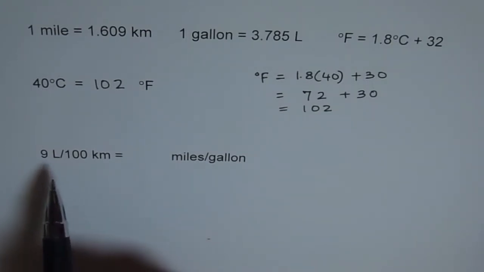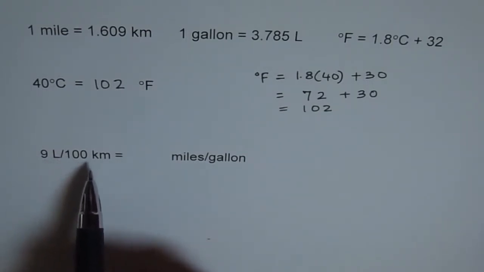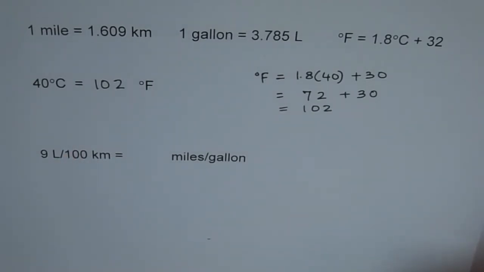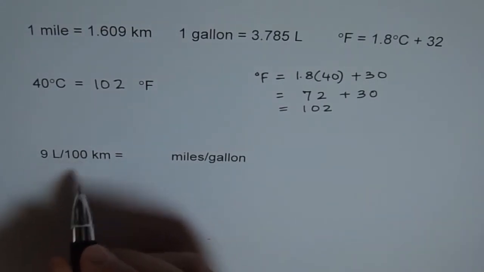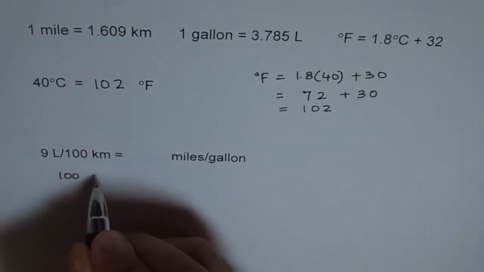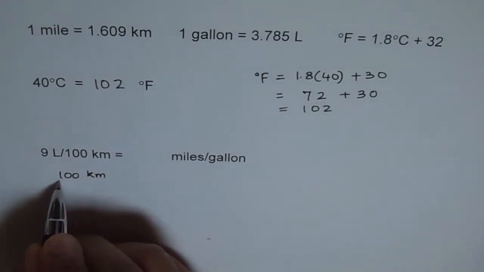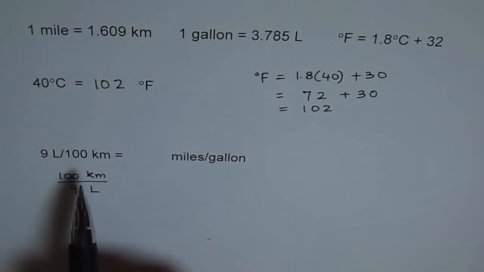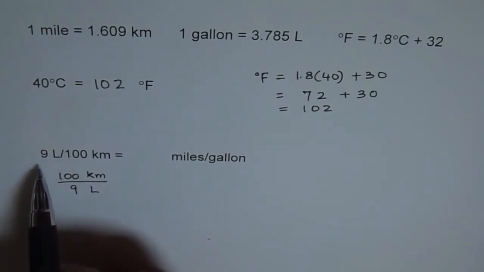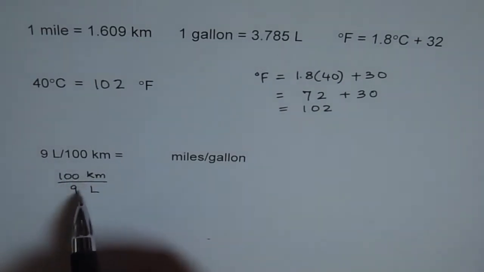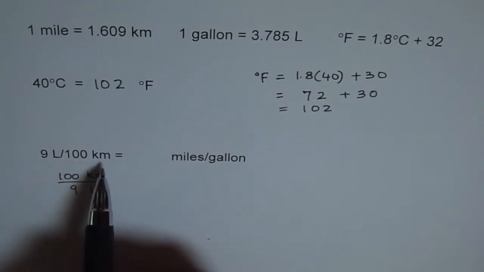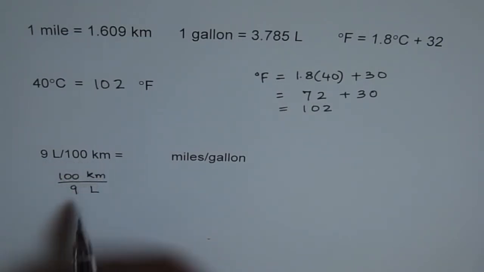So I can write 9 liters per 100 kilometers also as 100 kilometers in 9 liters. Does it make sense to you? That means if a car goes 100 kilometers, it consumes 9 liters. Here we say, if you fill in 9 liters of gas, you can go 100 kilometers. So both are kind of same things, right?